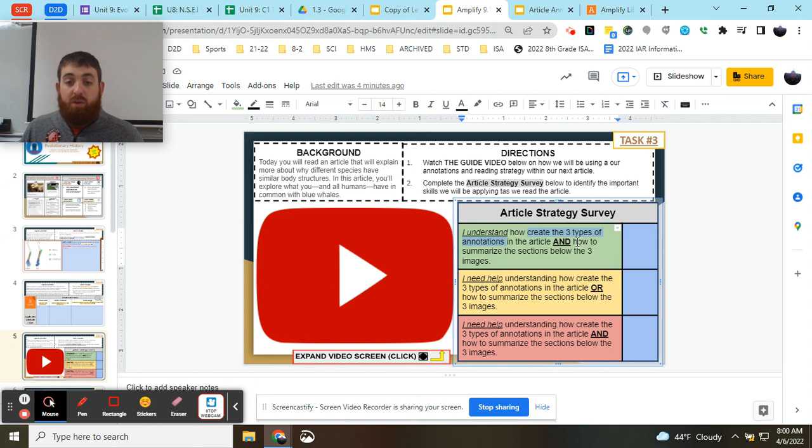So, do you feel like you know how to create the three types of annotations: questions, connections, and tough vocab? Do you understand how to summarize the three sections under the images? Reach out if you put your X in yellow or red. Otherwise, good luck.